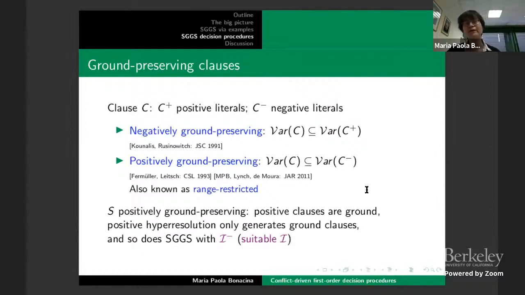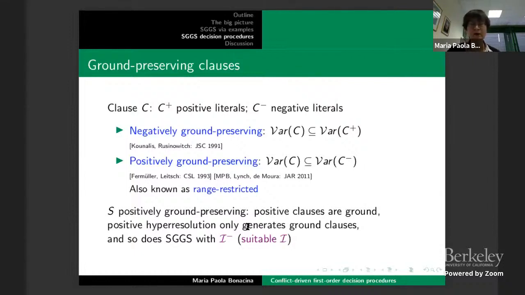Because SDGS is semantically guided by sign-based interpretation, we consider a property which is useful when the semantic guidance is sign-based, namely ground-preserving clauses. A clause is positively ground-preserving if all the variables that appear in the clause appear in negative literals. Negatively ground-preserving is dual. Why is this property interesting?